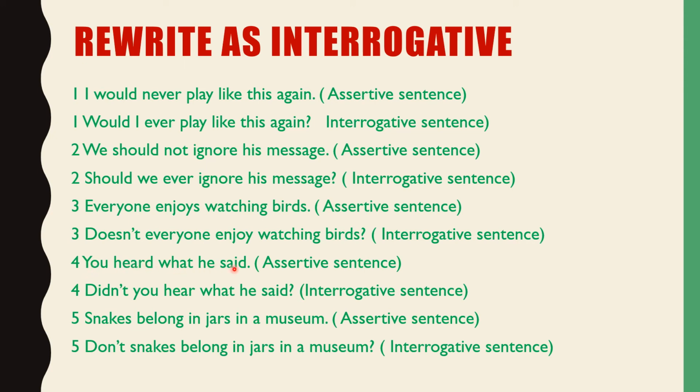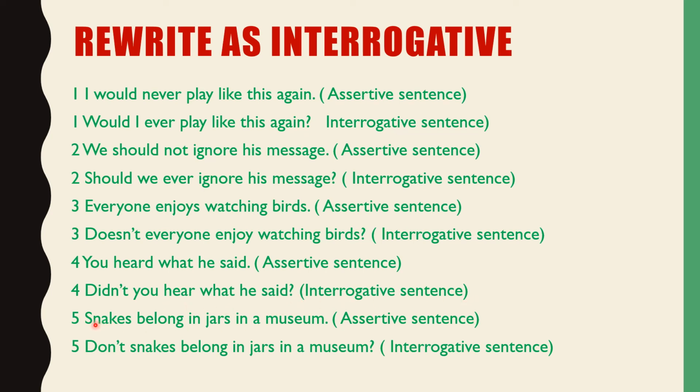You heard what he said. It's an assertive sentence. The tense is past tense. So the rule says there is no auxiliary. So you're going to use do, does, or did. Do and does in the present and did in the past. So therefore you're going to use did. But why do we have to take didn't? Because the assertive is positive. So you will write, didn't you hear what he said? It will not go didn't you heard. It is didn't you hear what he said?